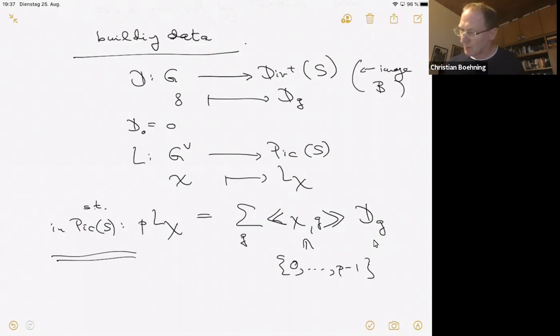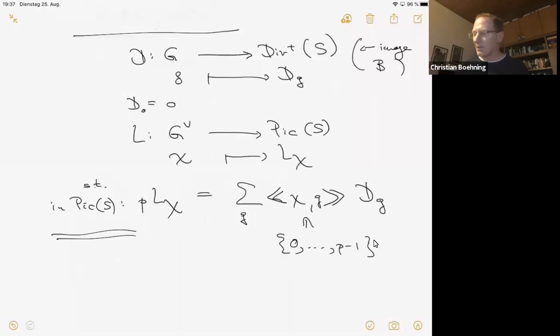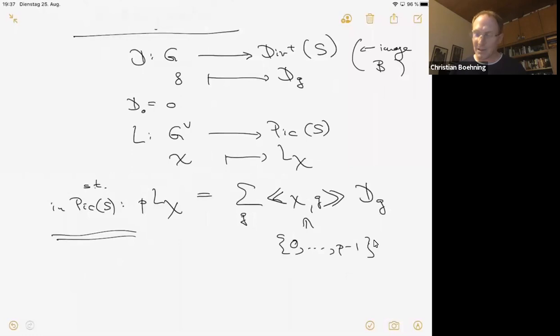And you want the G's occurring to generate G, sort of the G's attached to non-zero DG's, for the cover to be totally ramified. Okay, so this is just a bunch of stuff that allows you to construct such covers. Of course, it's complicated, it's confusing, but it can be done.